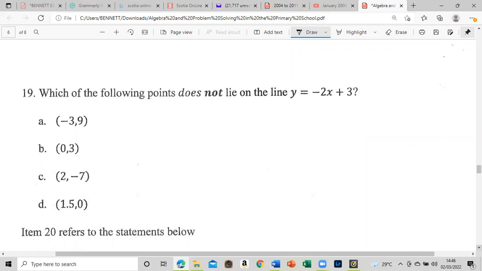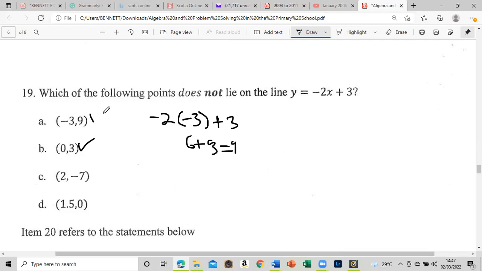Which of the following points does not lie on the line y equals -2x plus 3? Alright, so we know that this one is the y-intercept. That's the first thing. The rest of them we can do by trial and error. Let me just try this. We're gonna put the x value in it. So it's -2 times -3. You just have to test them out, guys. Plus 3. If we get 9, we go. 2 times 3, that's 6 plus 3, 9. So this is legit.